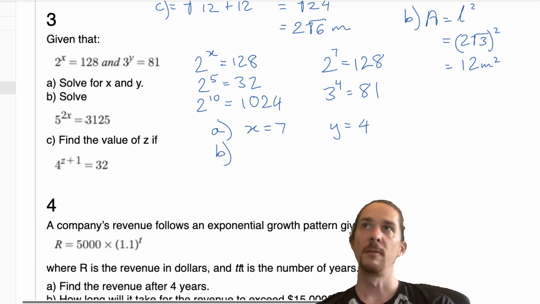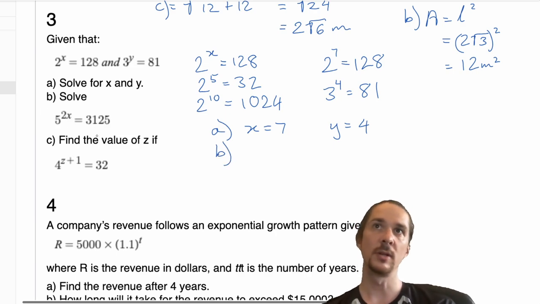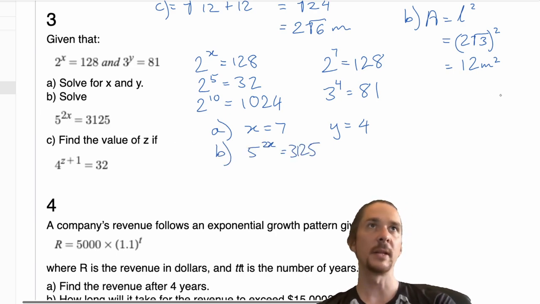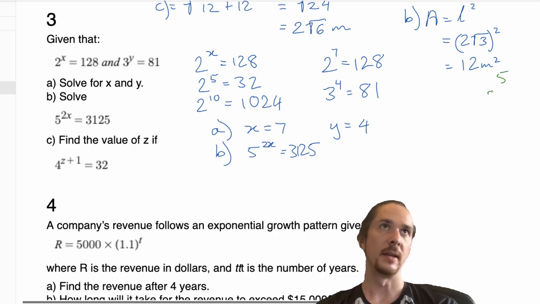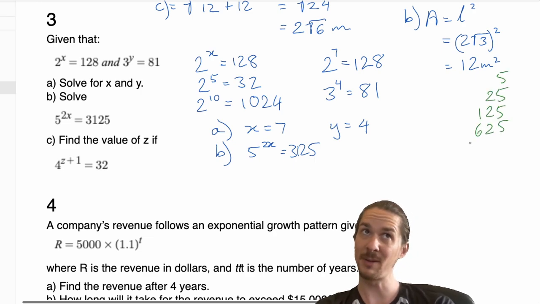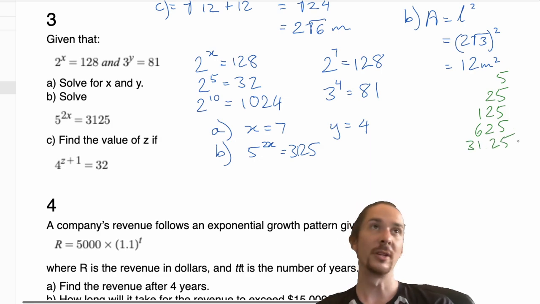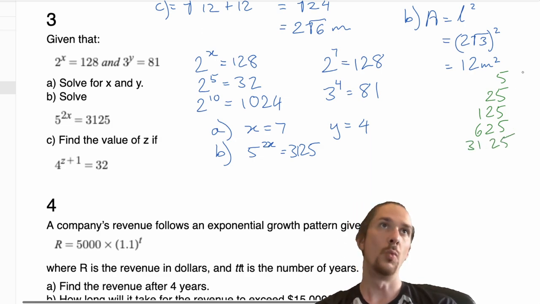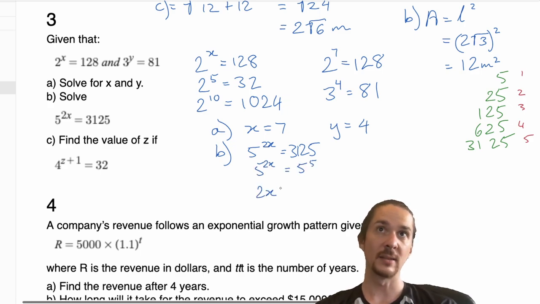Now for B, 5 to the power of 2x equals 3125. Let's think about the powers of 5 real quick. 5, and then square, we get 25, multiply that by 5, we get 125, multiply that by 5, we get 625, multiply that by 5, we get 3,125. Okay, looking good. So this is 5 to the power of 5. This tells us that 5 to the 2x is the same as 5 to the 5, which means that 2x, the power on the left-hand side, must be equal to the power on the right-hand side, and so x is 5 on 2. Cool, okay.